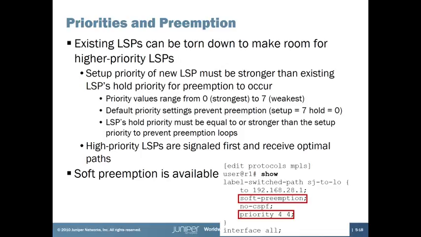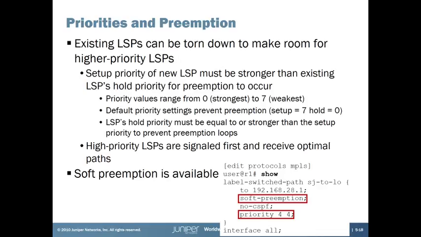Now, you might think, well, this is a bit of a problem. You've got certain LSPs that have the ability to tear down other LSPs. That can't be good, because then the traffic on those other LSPs is going to be dropped. And you'd be right, that is exactly what would happen. To overcome that particular problem, we have a soft preemption configuration parameter.